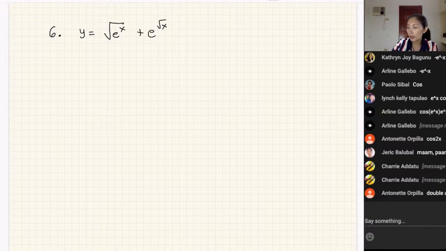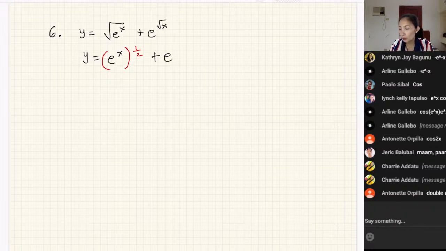Again, applying your laws of exponents, express this as y equal to e raised to x raised to 1/2, and the other term is e raised to the square root of x. Leave it that way, or x raised to 1/2. Take note that they are different. This is e raised to x raised to 1/2.